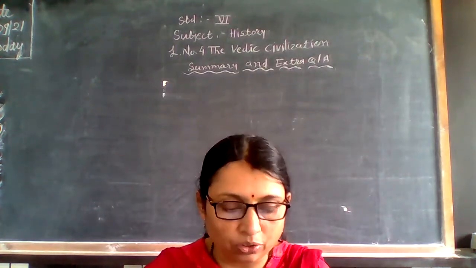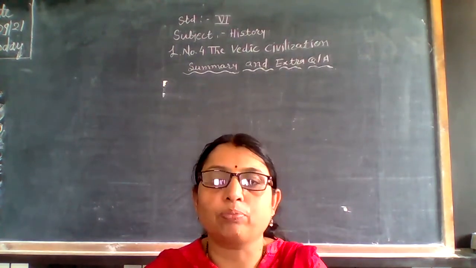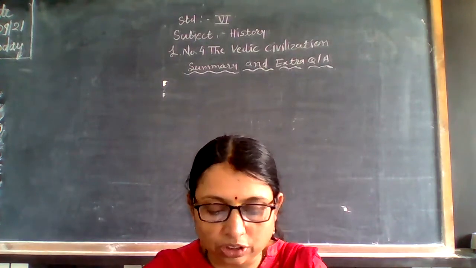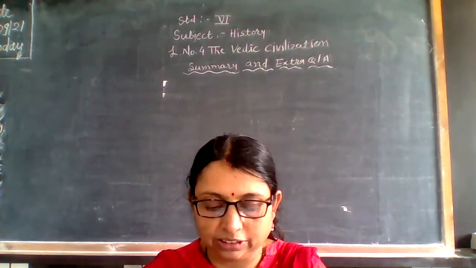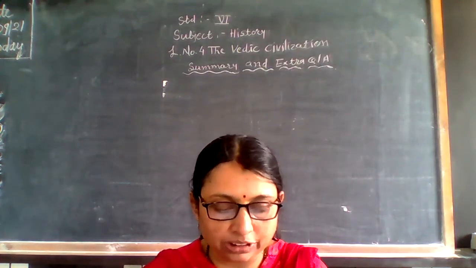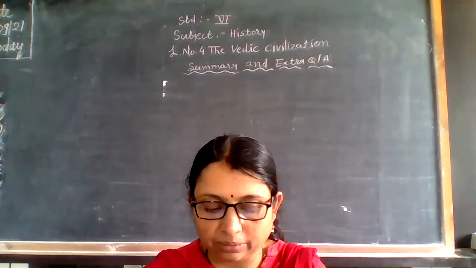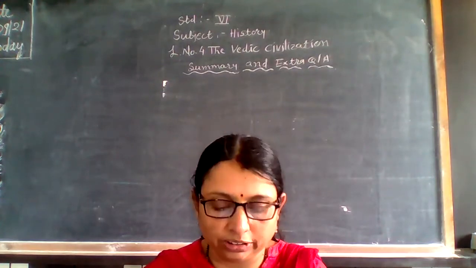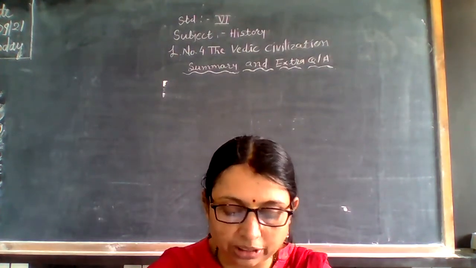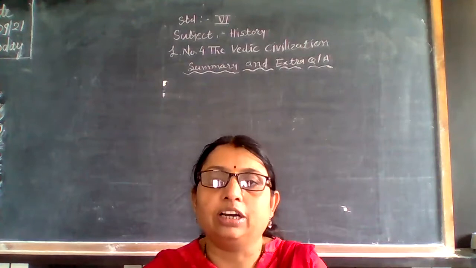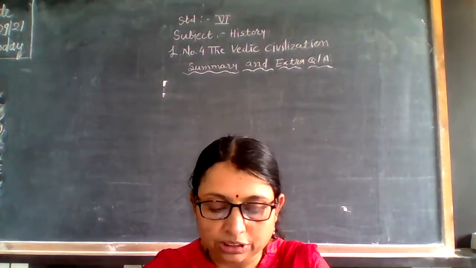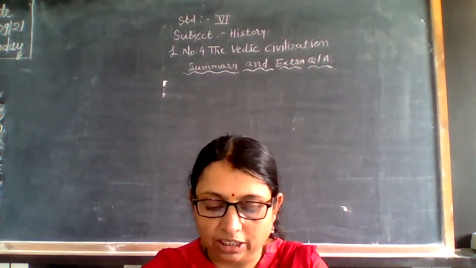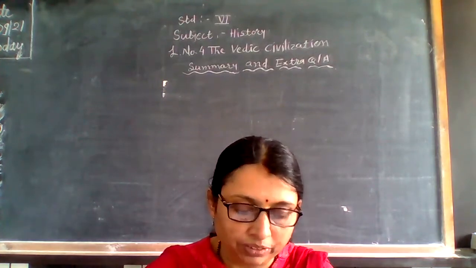Nishka, a golden pendant, was popular. It was also used as currency. Singing, playing musical instruments, dance, and board games were their means of recreation. Their musical instruments were the veena, the shatatantu, cymbals, conch, and the damru and the mridanga.